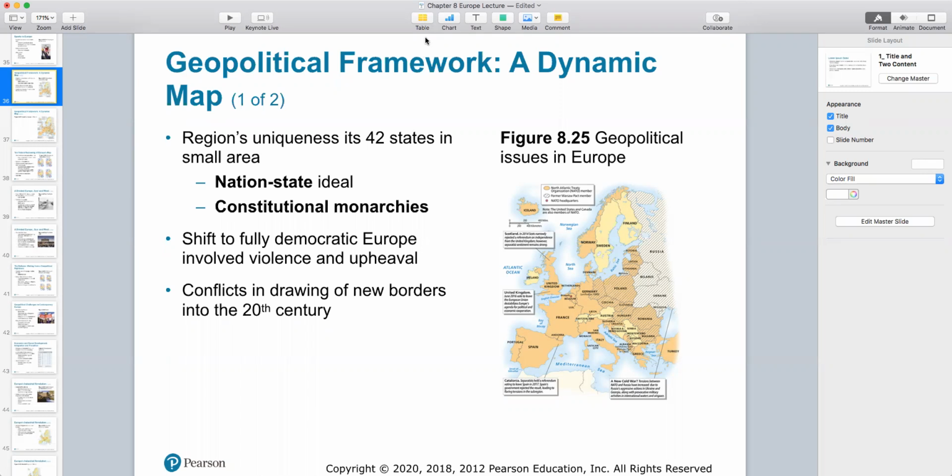So we really have what your text describes as a dense fabric of 42 independent states within a relatively small area. So we've got a lot of different states and a lot of population. And Europe is relatively small compared to the rest of the world's regions. Historically, there's been the idea of having democratic nation states that have emerged in this region. Europe's geopolitical landscape is both problem and promise.